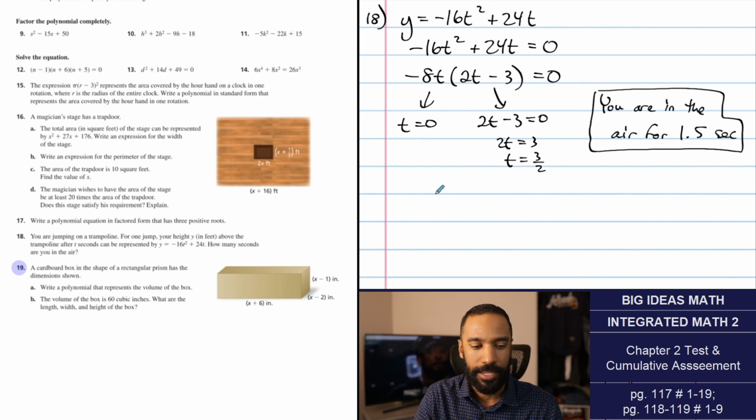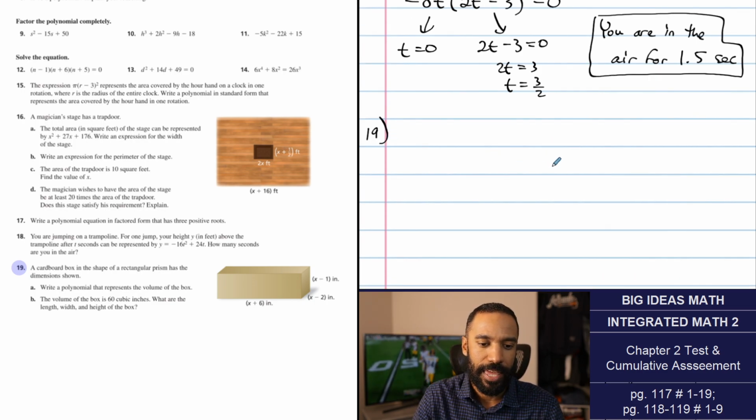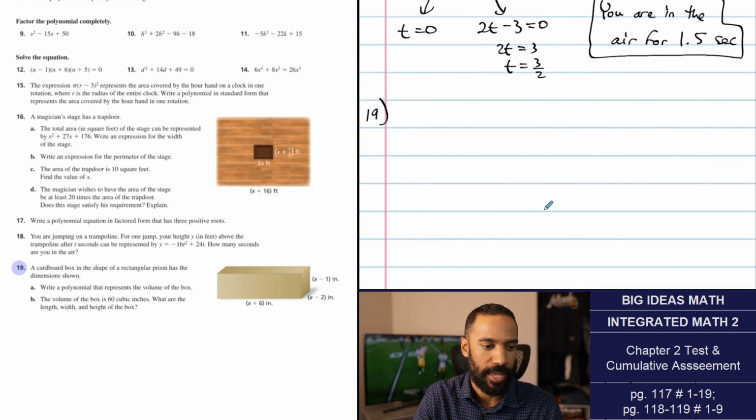A cardboard box in the shape of a rectangular prism has the dimensions shown. So we have x plus 6 as the length, x minus 2 as the width, and x minus 1 as the height. Write a polynomial that represents the volume of the box.